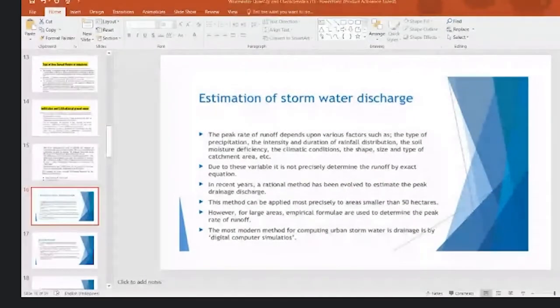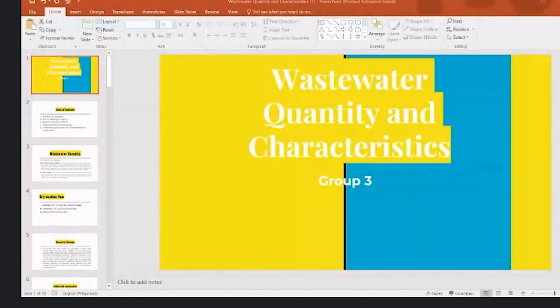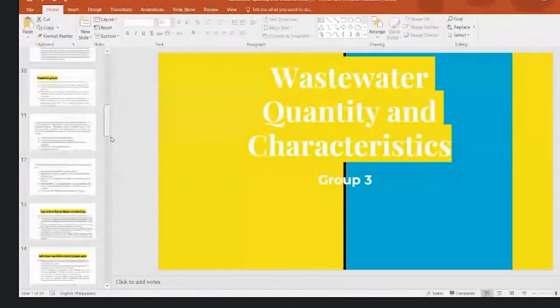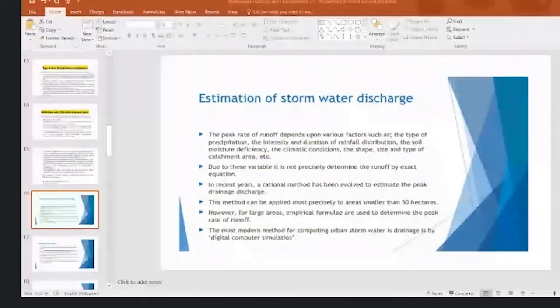For the next report, estimation of stormwater discharge. The peak rate of runoff depends upon various factors such as the type of precipitation, the intensity and duration of rainfall distribution, the soil moisture deficiency, the climatic conditions, and the shape, size, and type of catchment area. Due to these variables, it does not precisely determine the runoff by an exact equation, because it is only an estimation of stormwater discharge. In recent years, a rational method has been evolved to estimate the peak drainage discharge. This method can be applied most precisely to areas.